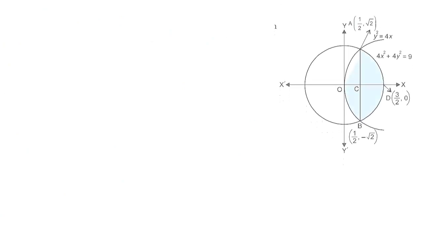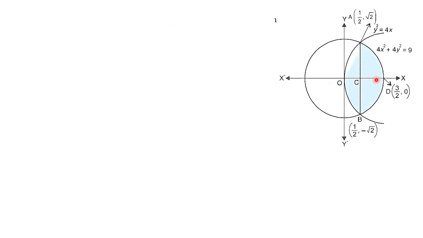Now let's continue solving this one. We need to find this shaded portion area. Before that, to find the point of intersection, we first calculated the x value and got 1 by 2 and minus 9 by 2. There we rejected minus 9 by 2 because only positive x values are considered, since the shaded portion lies on the right side of the x-axis. That's why it is rejected, so we have taken only x equal to 1 by 2.